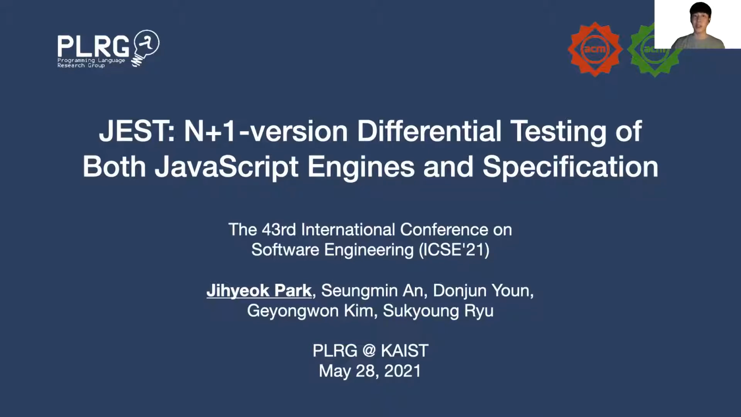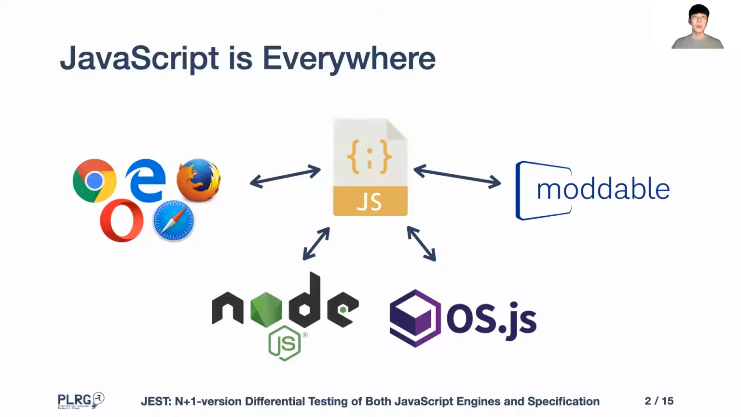In this presentation, we will introduce our technical research paper with the title JEST: N+1-Version Differential Testing of both JavaScript Engines and Specification. We will first explain the motivation of this work and then explain the details of the research topic. In the beginning, JavaScript was designed for client-side programming in web browsers.